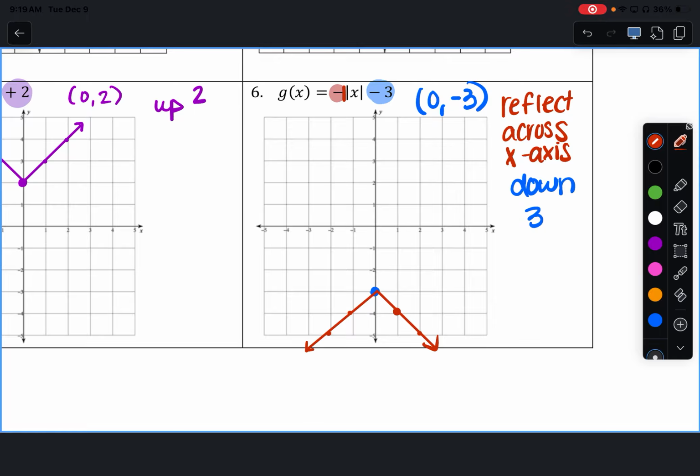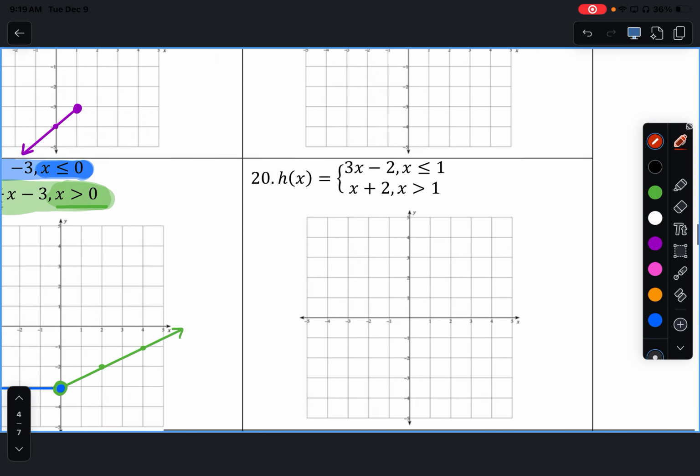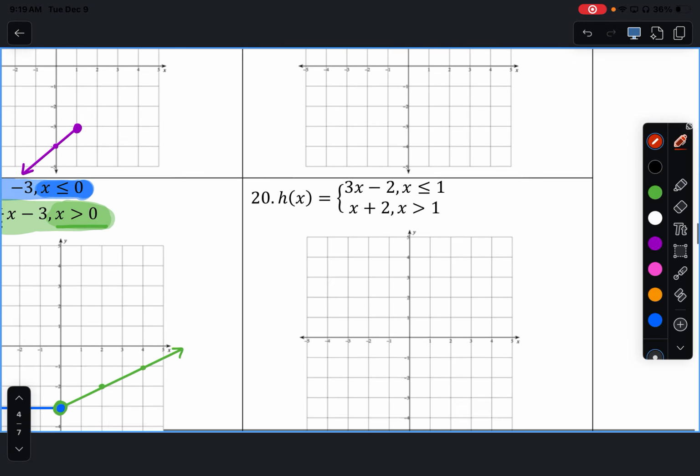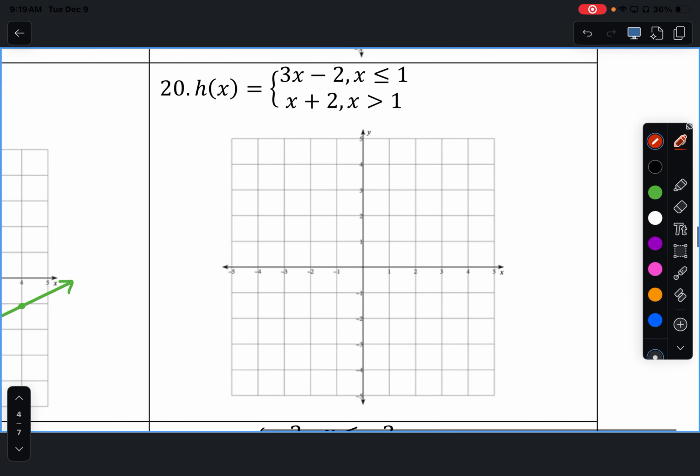Okay, now do we have any questions on the piecewise section? Let's do 20, just to, I've had a couple questions about it today. So for number 20, okay, our first equation here is 3x minus 2 when x is less than 1. What is our y-intercept for 20? What is our slope? Up 3 over 1. Now, this says when x is less than or equal to 1.